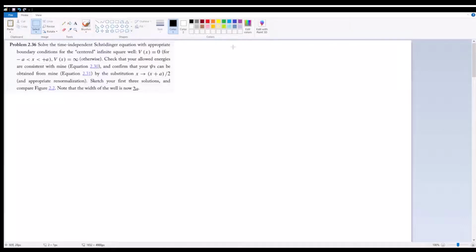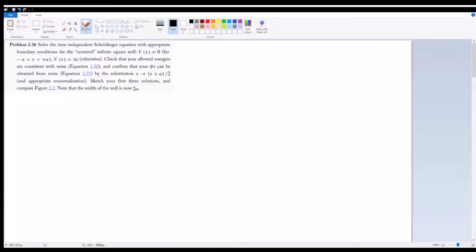Okay, so 2.36, we are given the infinite square well, but instead of going from 0 to a, it's now centered at the origin and goes from negative a to a. We want to check that the resulting energy and wave function that we get is consistent with the standard one for the 0 to a infinite square well. And we want to check that the only difference is that we end up substituting x with x plus a over 2, and also we're told as a hint that the width of the well is now 2a, as a thing to watch out for.